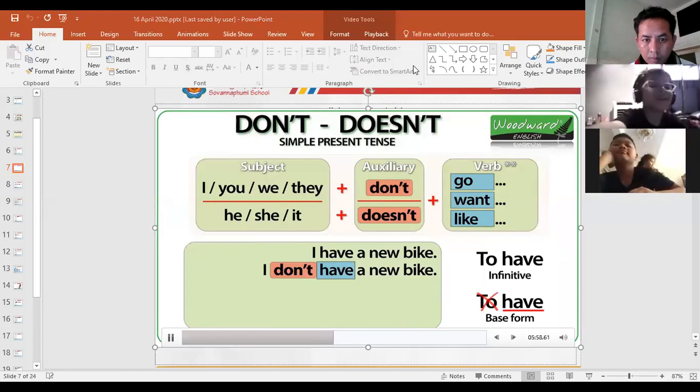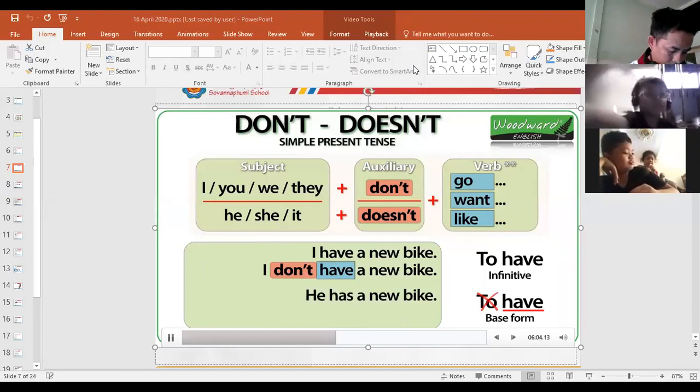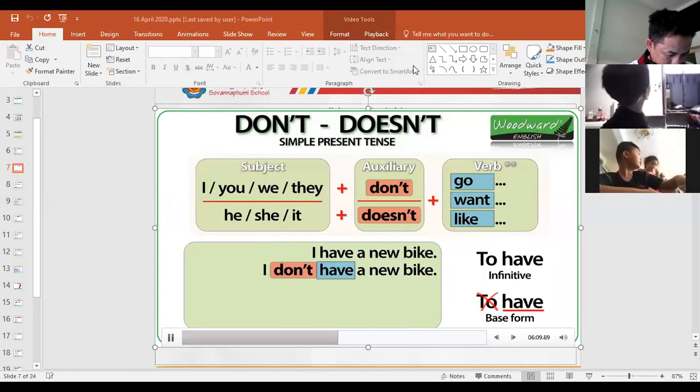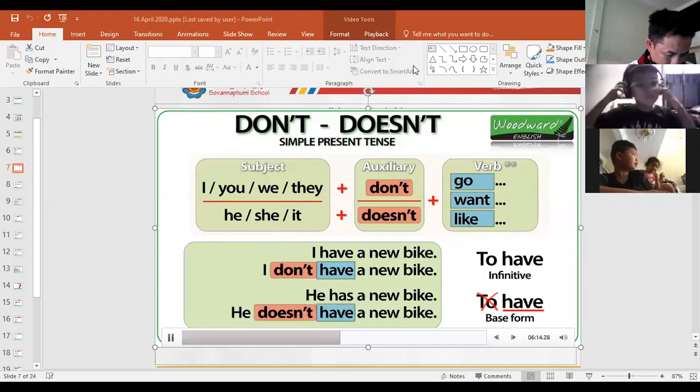Let's look at the third person sentence. For example, with he: he has a new bike. What is the negative of the sentence? He doesn't have a new bike. Never say "he doesn't has a bike."